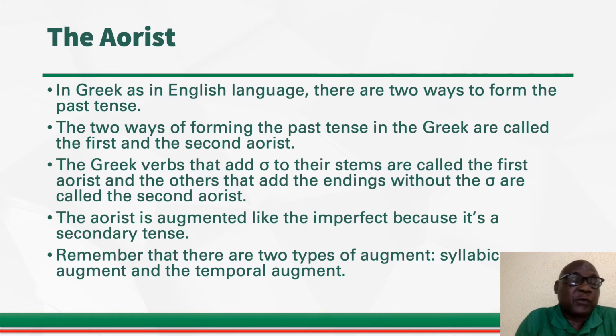Now, I know some of you will begin to ask, if sigma shows us the future tense, how are we going to demarcate between the sigma of the future and the sigma of the aorist? The difference is simple. Because the aorist is a secondary tense, it carries the augment. And remember, there are two types of augment, the syllabic augment and the temporal augment. So where you see an augment and you see sigma, you should know that you are in the first aorist verb.